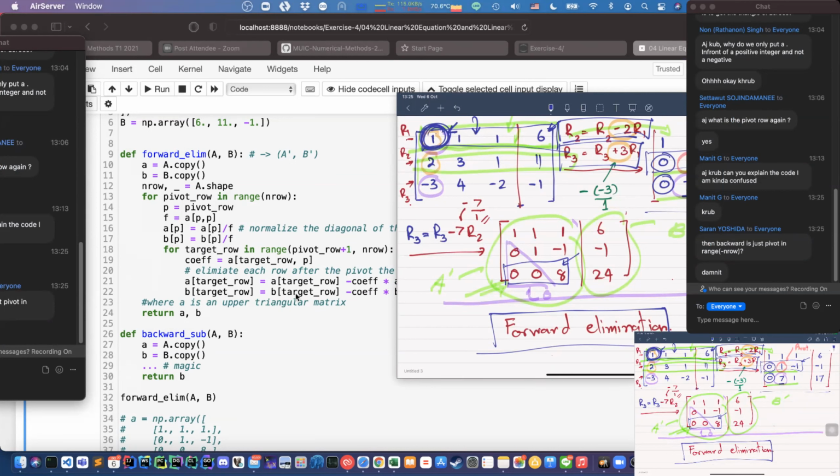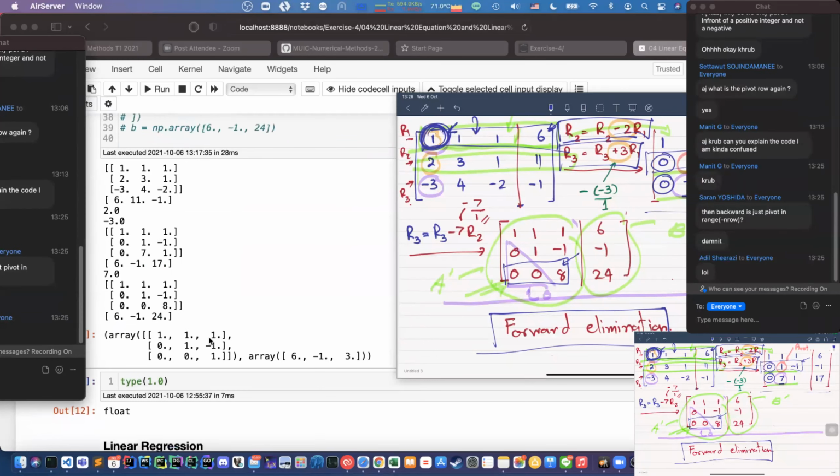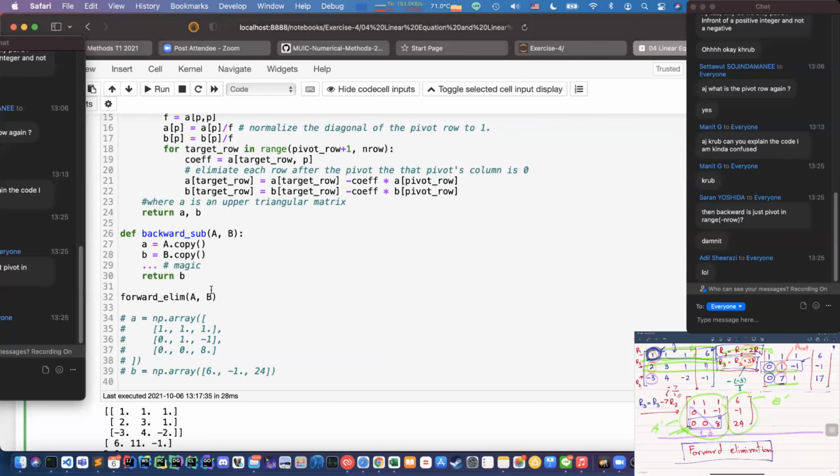Okay, so at the end, you're going to get a matrix that doesn't look exactly the same as what we did, right? But because I normalize the diagonal to one, this is going to make your life a lot easier when you do backward elimination. The diagonals are already one, so you're safe. If you understand that, now do backward substitution and then combine the two.